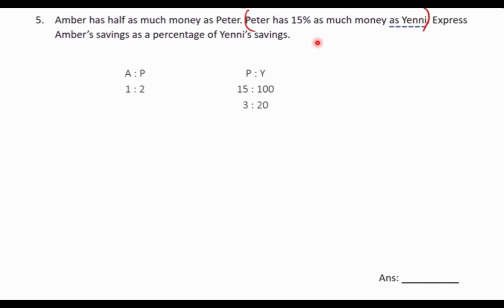All right, then common base. A to P, P to Y. Common base is P, right? You have P in both. Find the common multiple of 2 and 3. Common multiple is 6. So here times 3, here times 2. Common base done. Now, no values are given, but they want us to express Amber's savings as a percentage of Yenny's savings.